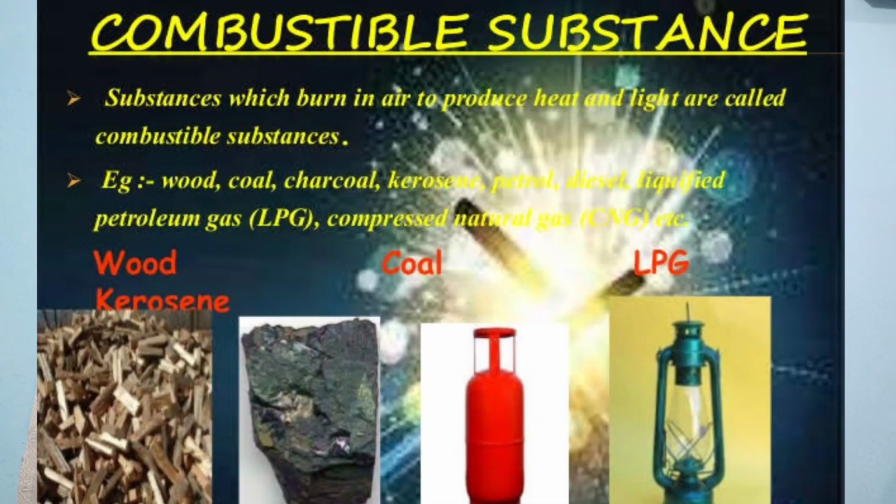Today we are going to elaborate the terms related to combustion. One by one, let's check it out. The first term related to combustion is combustible substances. A substance which burns in air and tends to produce heat and light is known as a combustible substance, like diesel, petrol, kerosene, etc.